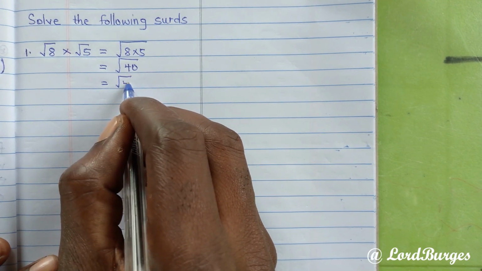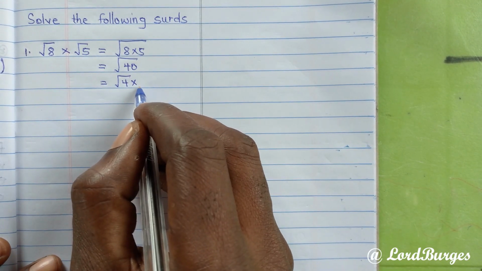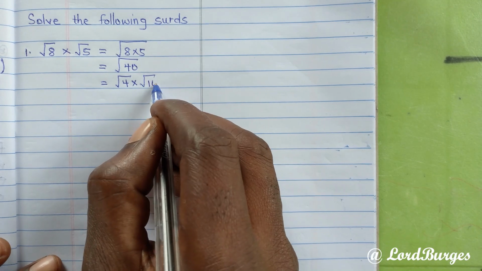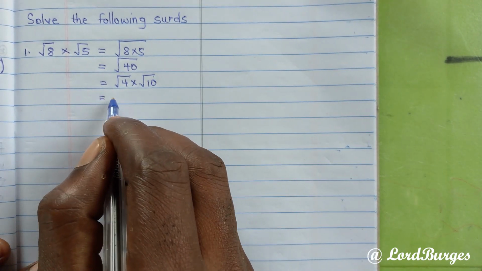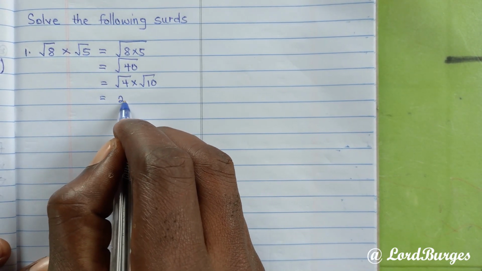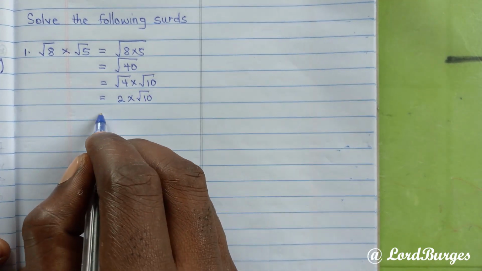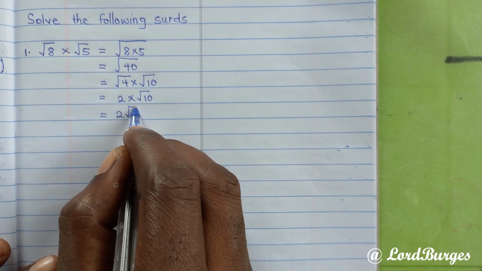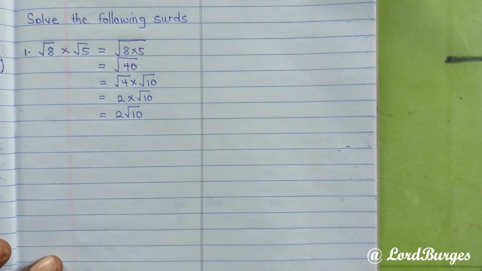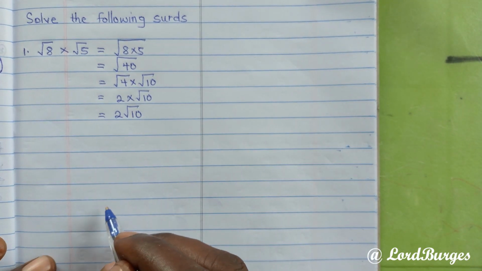I can have root 4 by root 10, such that root 4 is 2 by root 10. So I would be having 2 root 10 from what I was given.